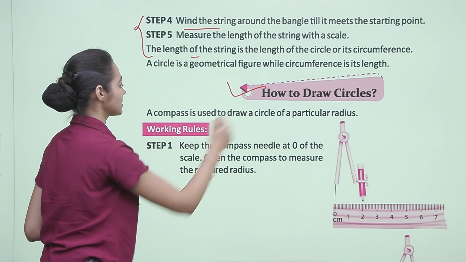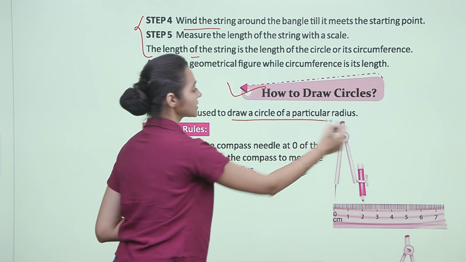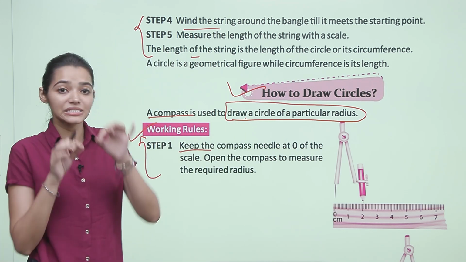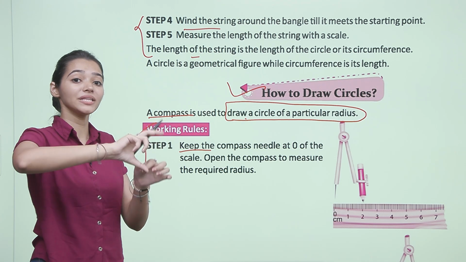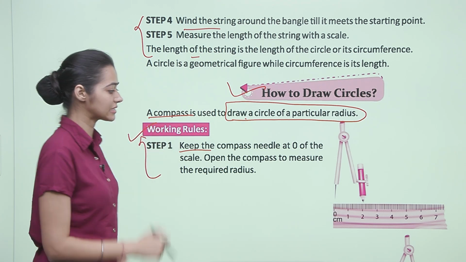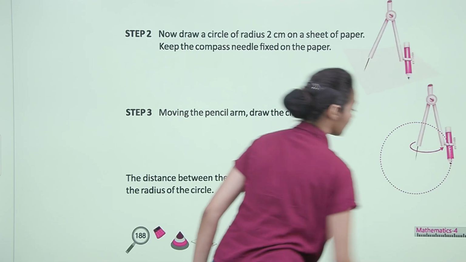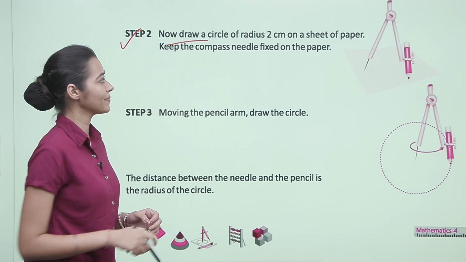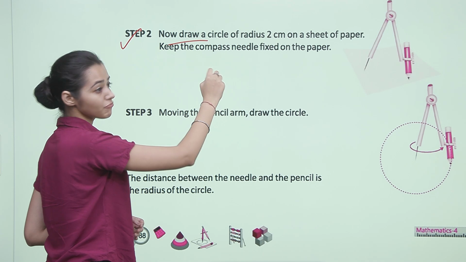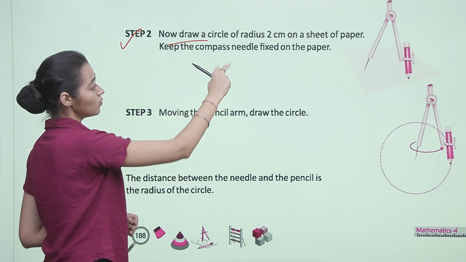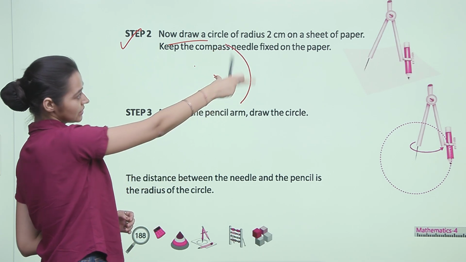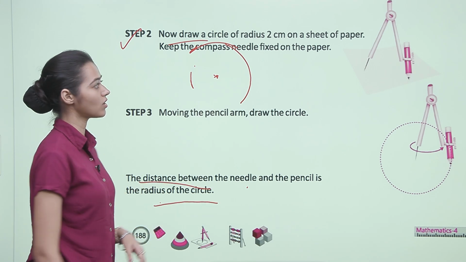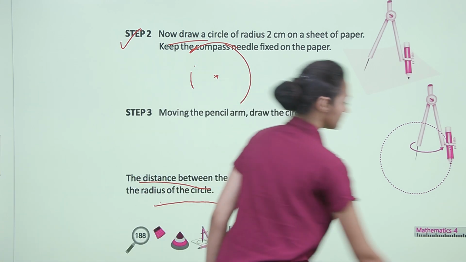Now how to draw circles? A compass is used to draw a circle of a particular radius. Here are the working rules. Firstly, we keep the compass needle at point O. Then we open the compass to measure the required radius like this. Then in step 2, we draw a circle of radius 2 cm on a sheet of paper, and we keep the compass needle fixed on the paper. After that, we move the pencil arm along it like this to draw the circle. The distance between the needle and the pencil is called the radius of the circle.